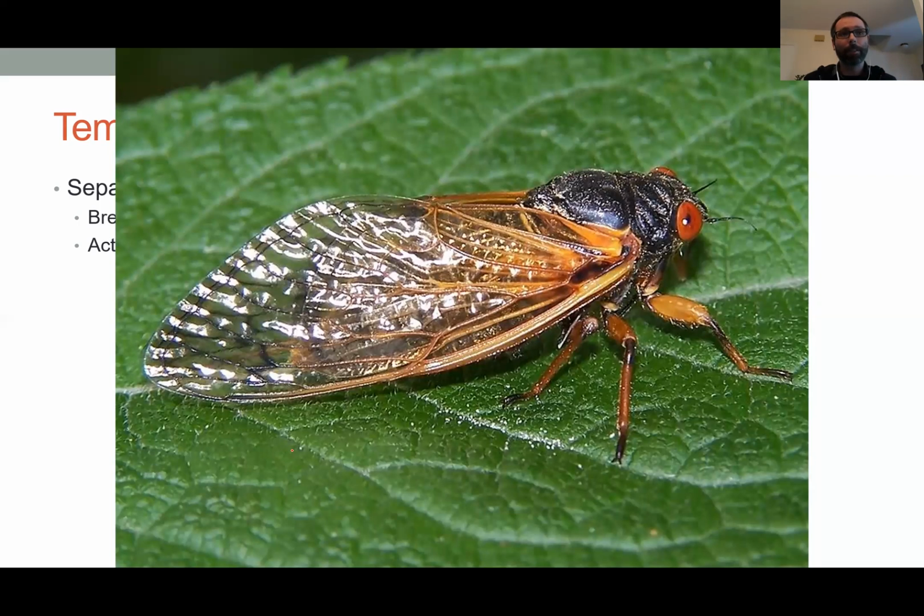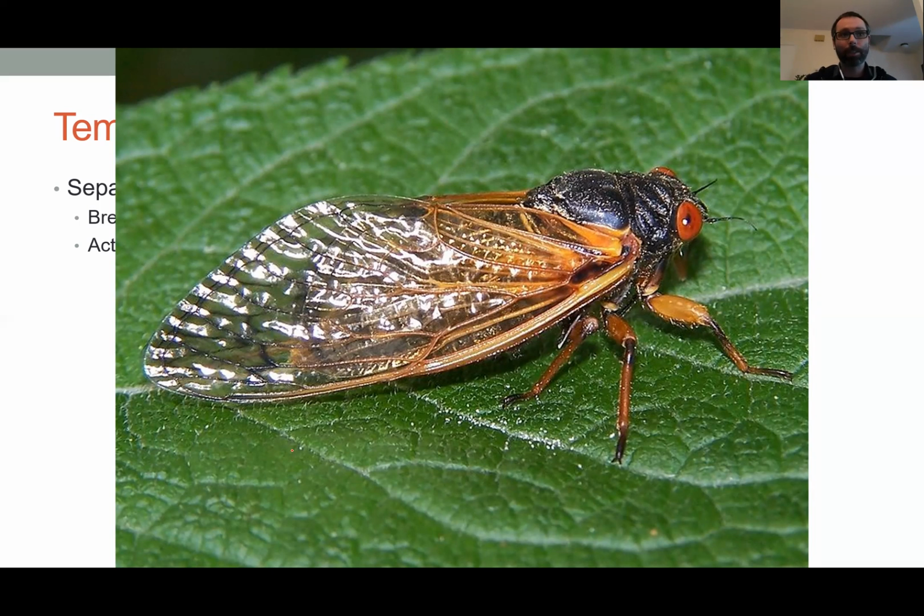But they live underground for 17 years. 17 years, they are basically babies. And then after 17 years, they all go through their metamorphosis. And then basically almost at exactly the same time, of course, there's a bell curve, but generally all at the same time, they all burst up out of the ground and basically take over.